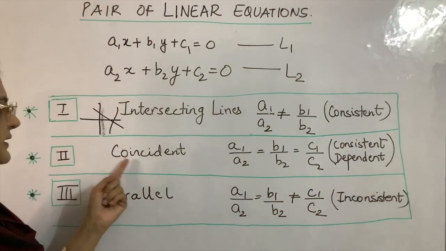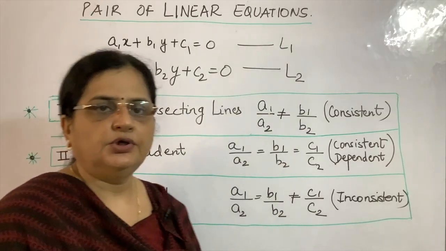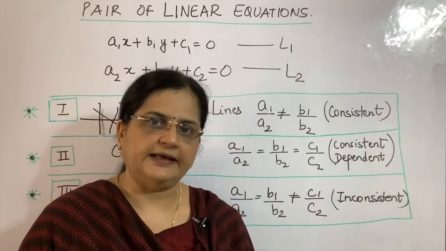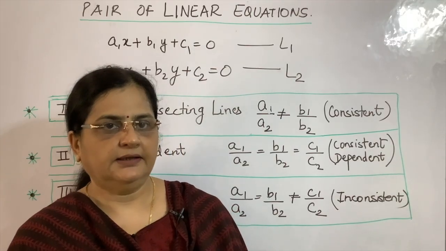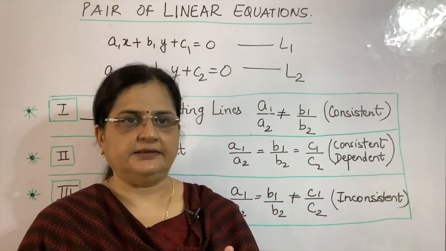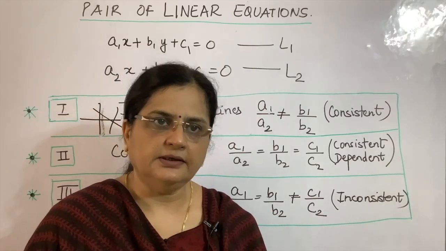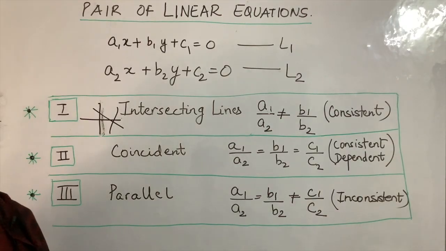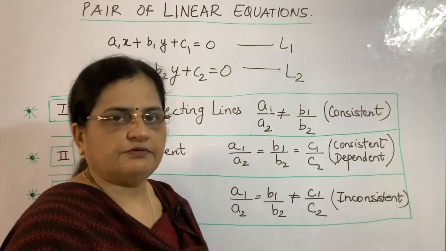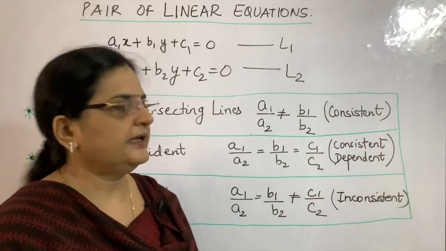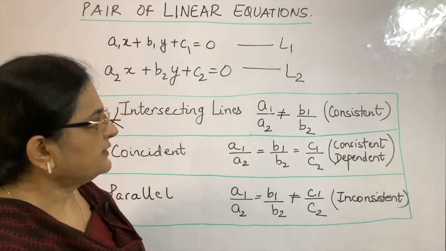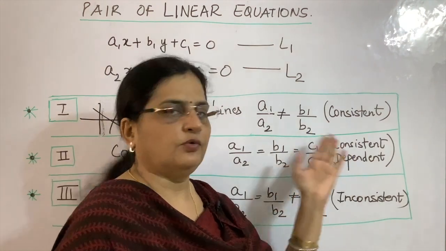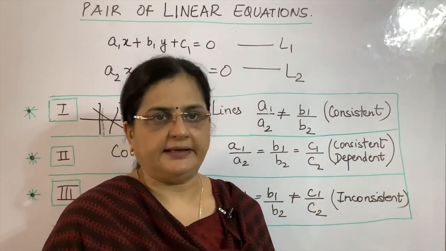Then second case, the lines will be coincident. Coincident means one on top of the other. Both the lines will be overlapping lines. They will not be distinctly seen, they will be one on the other. For this, a1 upon a2 should be equal to b1 upon b2, should be equal to c1 upon c2. Then also the lines are known as consistent, but the difference between these two is, over here they are consistent and over here they are known as consistent and dependent.